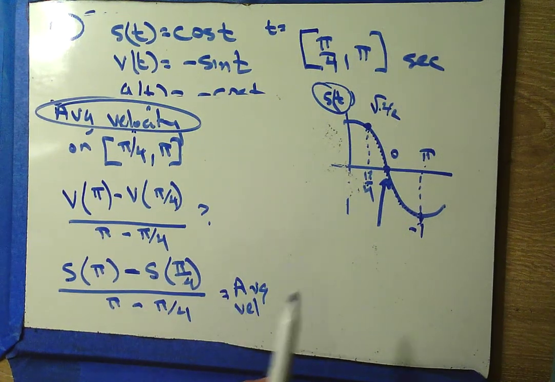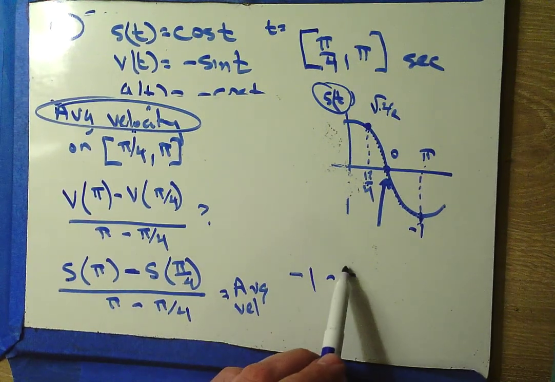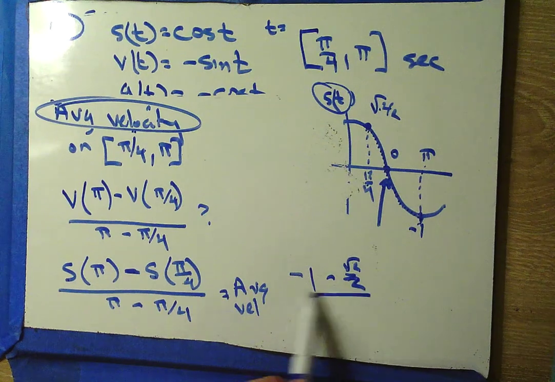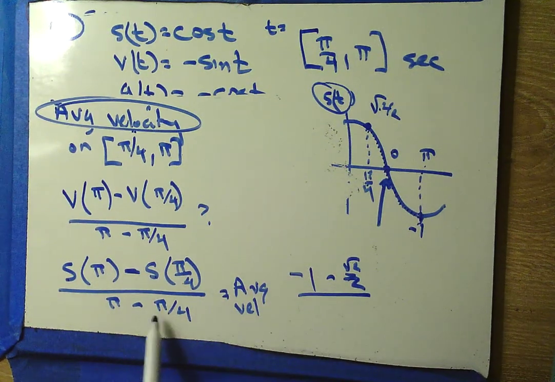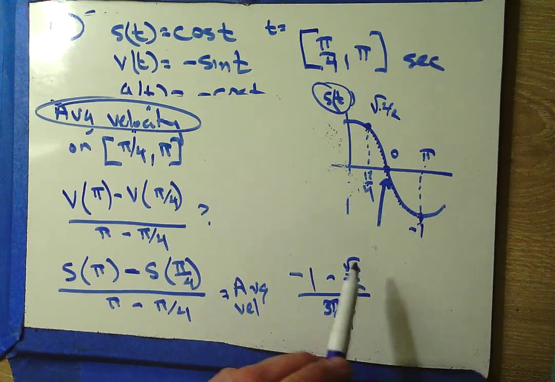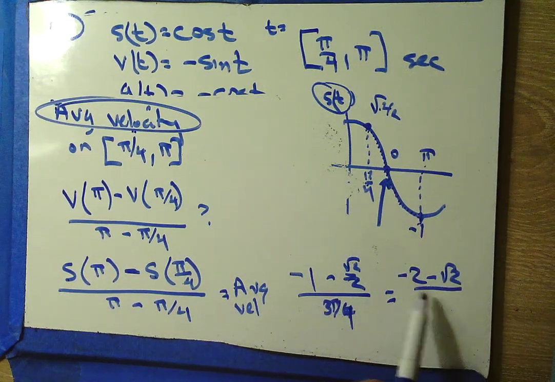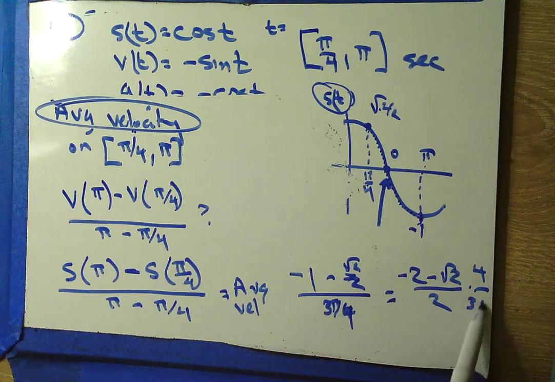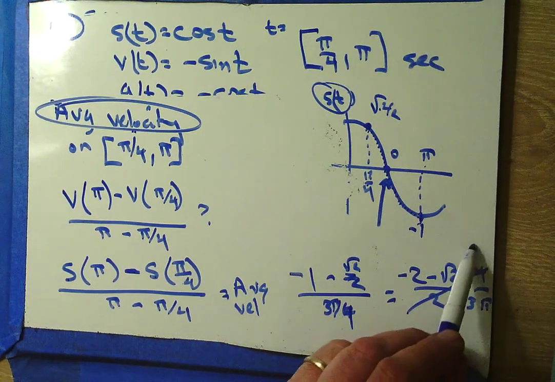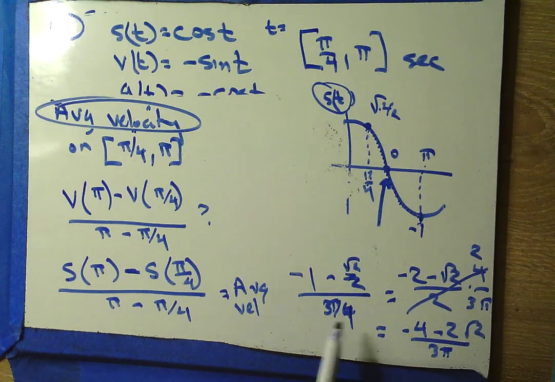So what would our average velocity be? Well, s of pi is negative 1. S of pi over 4 is root 2 over 2. And on the bottom, we've got pi minus pi over 4, or 3 pi over 4. So can we tidy this up? Negative 2 minus root 2 over 2 times 4 over 3 pi. Cancel on the diagonal, and we get negative 4 minus 2 root 2 over 3 pi. This would be my average velocity.